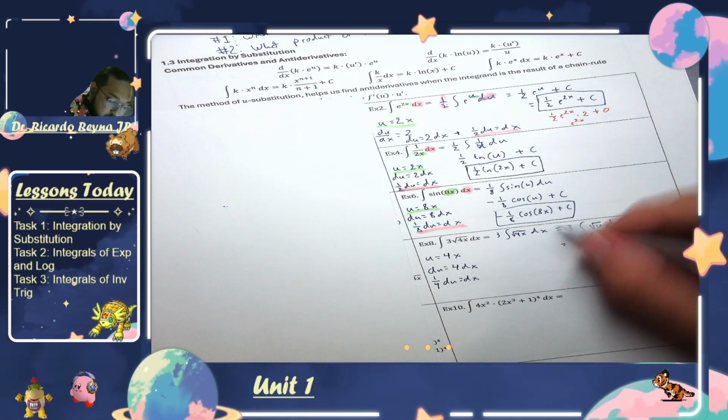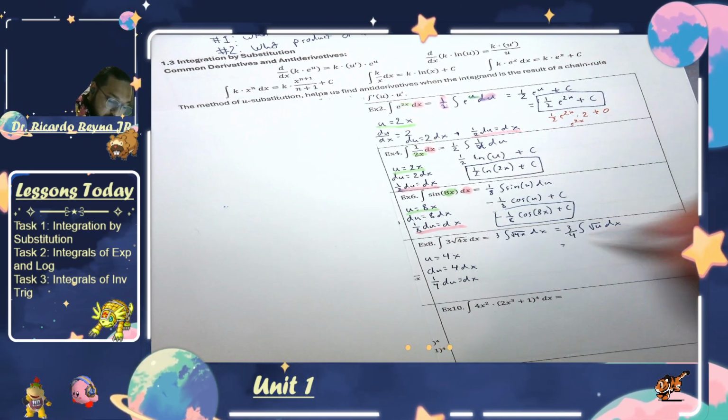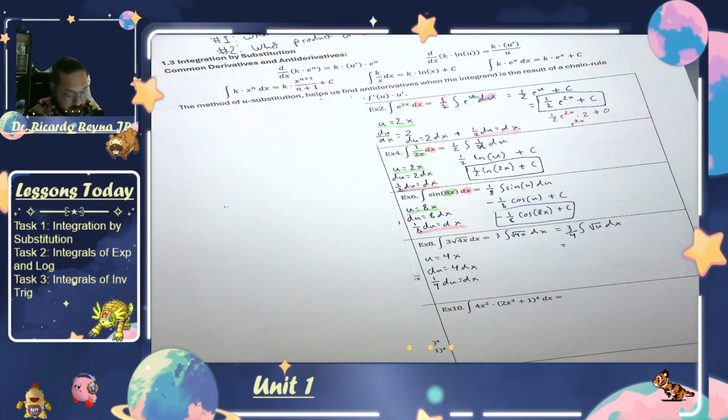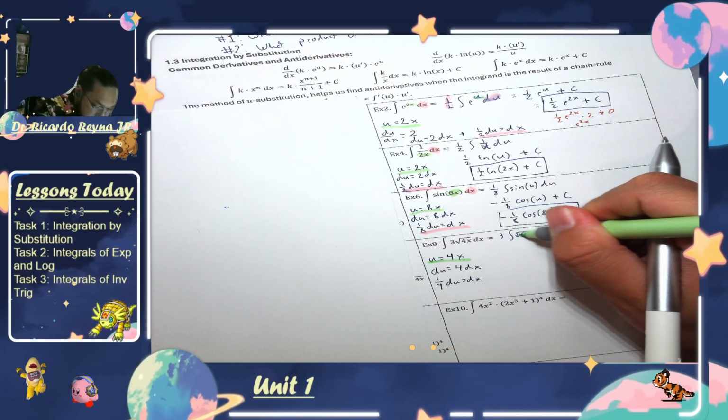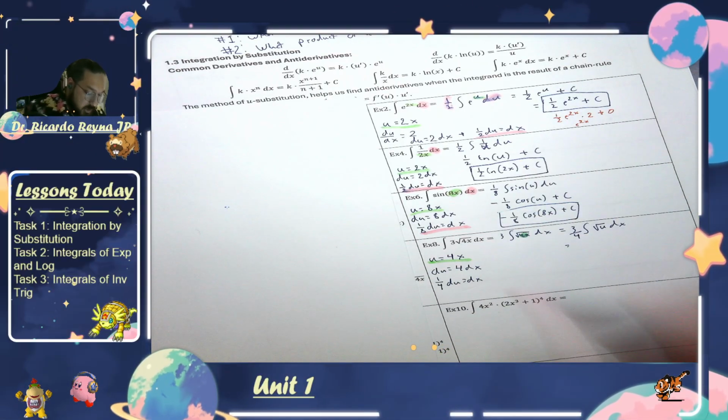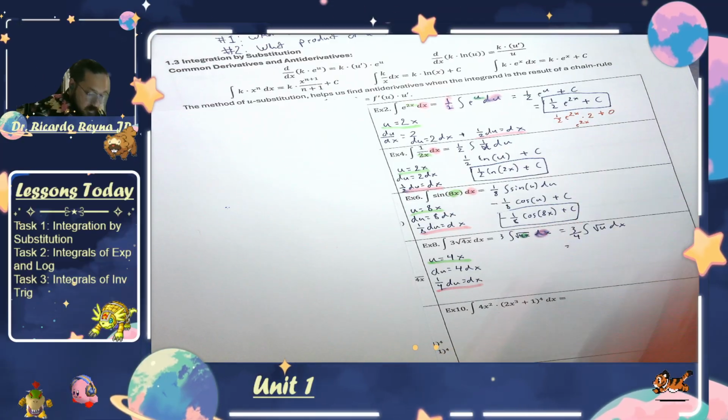Oh, and don't forget, I forgot about adding that part over 4. Okay, let me go ahead and highlight. So again, you use this to replace the 4x, and you use this to replace the dx.